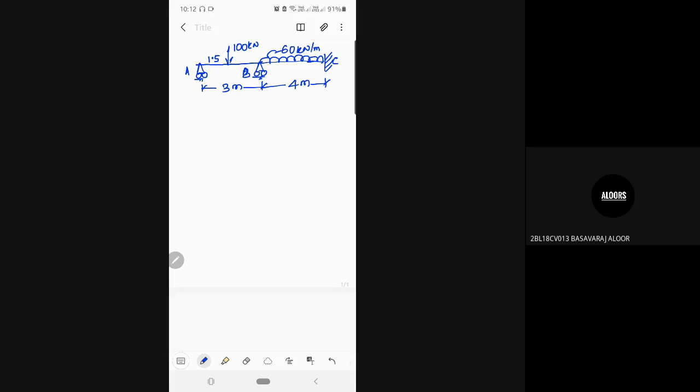So it is a two span beam now, A, B, C. The very first step is this is nothing but a displacement method. For the displacement method, what you require is the degrees of freedom. So what is the degree of freedom here? You have a rotation here.